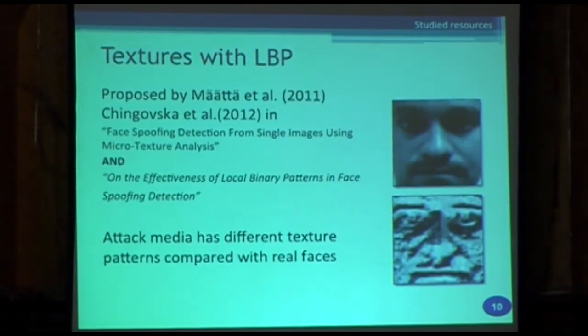The second countermeasure is texture with LBP, proposed by Maatta et al. and Chingovska in 2011 and 2012, respectively. The attack media has different texture patterns compared with real faces. As some of you observed in the spoofing session, there were some attacks with printed paper, which has a different texture pattern compared with real faces, so LBP tries to deal with it.